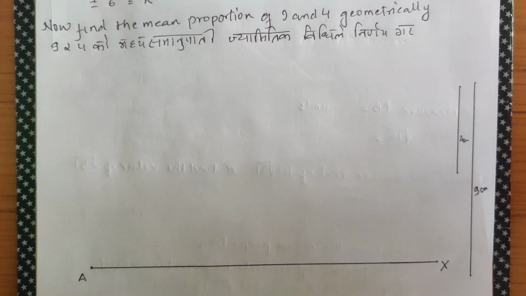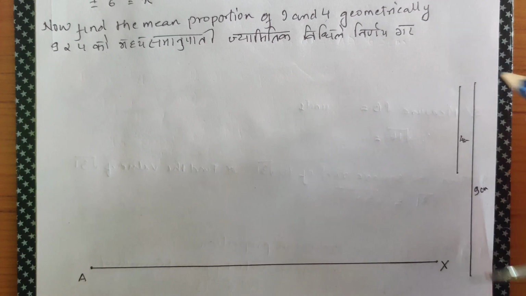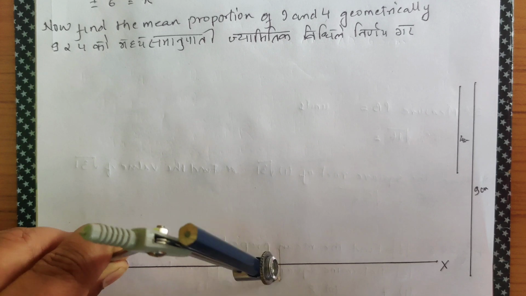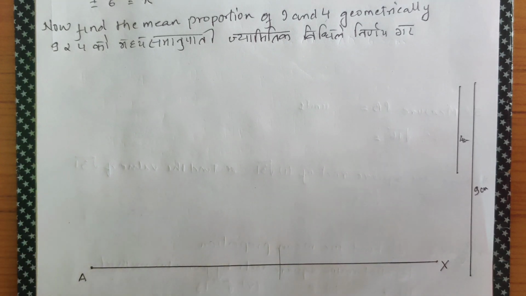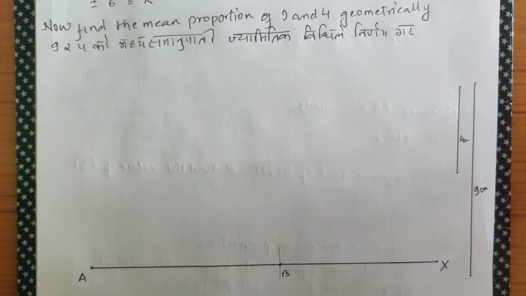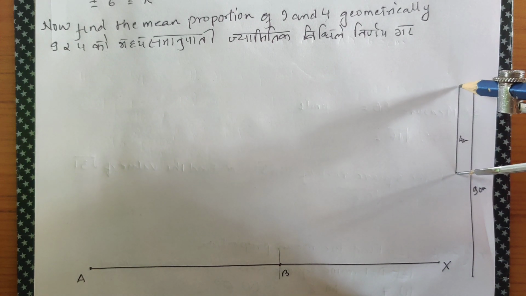So draw samples of 9 centimeter and 4 centimeter. You can see my samples are ready. Draw a long line AX. The construction is very easy. Let's measure 9 centimeter. Dip your compass in A. Mark your 9 centimeter. Yes, my 9 centimeter is marked. Write B, and then the next line is 4 centimeter. Measure 4 centimeter.